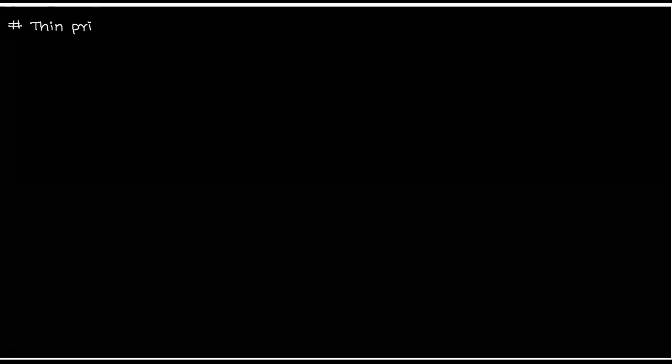Thin prism. So, prism and thin prism. What is the basic difference? The difference is the angle of prism is small in case of thin prism. That is very, very small.